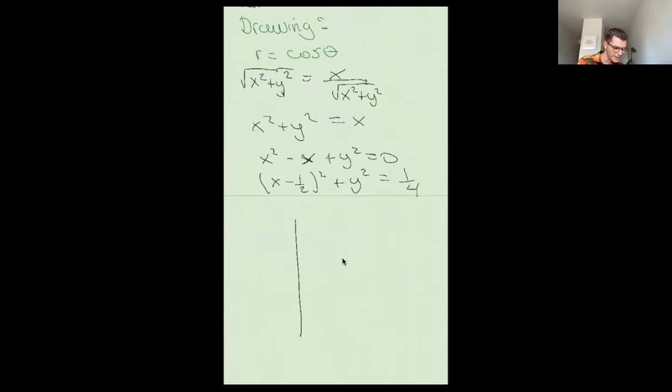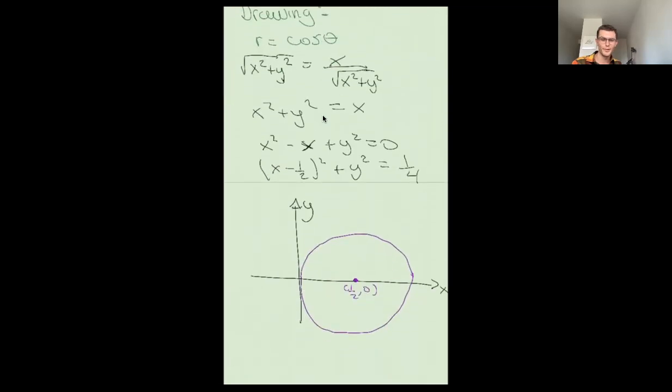So if you go to xy, you have a circle centered at 1/2, comma 0, a circle of radius 1/2. And if you look at the picture, we were looking at the stuff in the first quadrant because theta was between 0 and pi over 2. So really the region of integration was this one.